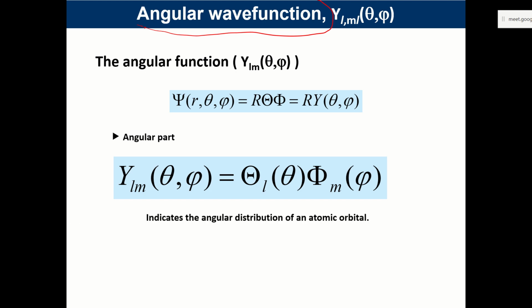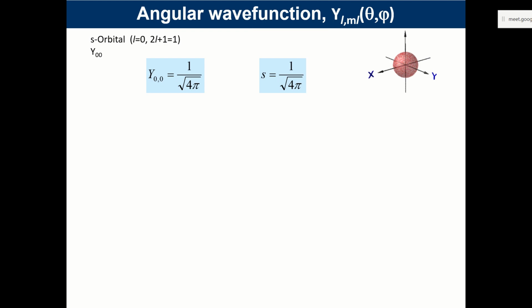So angular distribution, if we try to look at the solutions of this, L and ML are necessary to write this angular wave function. The first function is an overall constant. So no matter what the angle is, the values are the same in all the quadrants, and so it generates a sphere. So this is the s orbital, which looks like this, a spherical one.